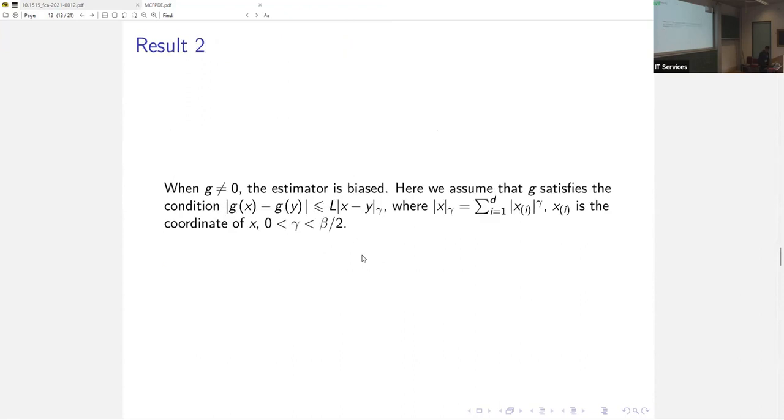Now let's see, when the forcing term G is not 0, the estimator is biased. Here we need an additional assumption. We assume that G satisfies this Hölder condition.